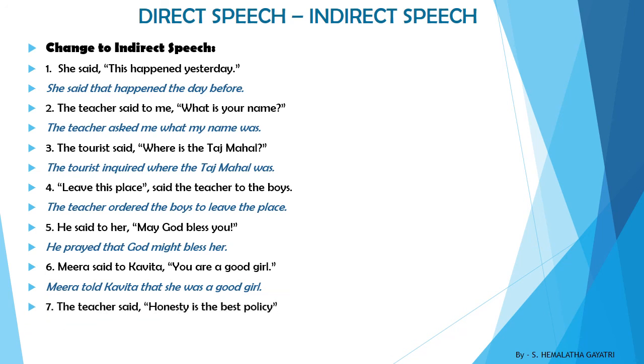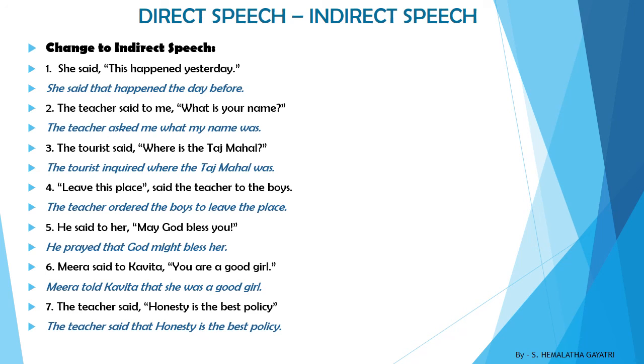Next question. The teacher said honesty is the best policy. Okay, so here we have to remember the rule that whenever we are dealing with some principles, facts and universal facts, something that is proven, it can't be changed and it will be staying the same forever. In such sentences, you need not change the tense. So how is this going to be changed? The change will be like this. The teacher said that honesty is the best policy. Nothing is changed, but we are removing the comma and placing the connector, and we are avoiding the inverted commas.